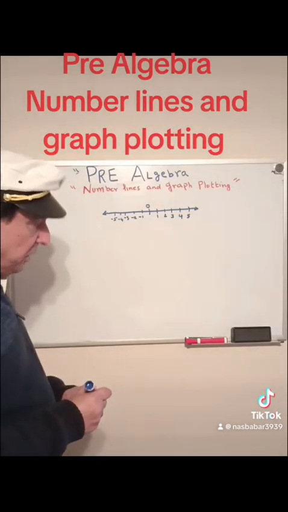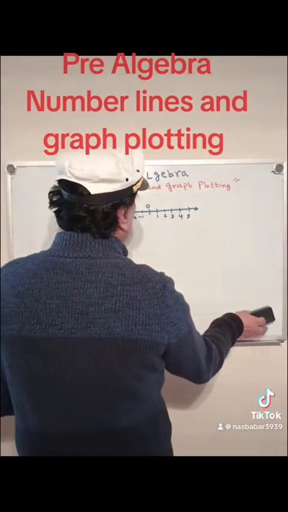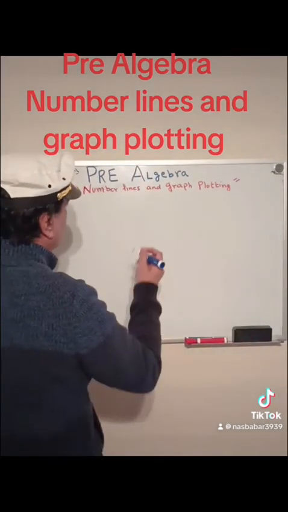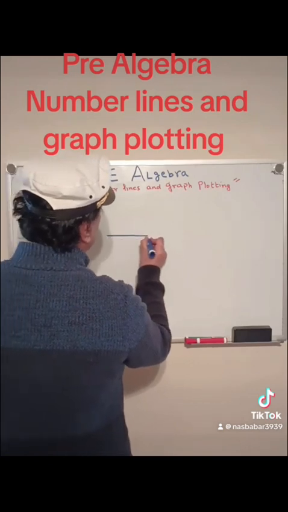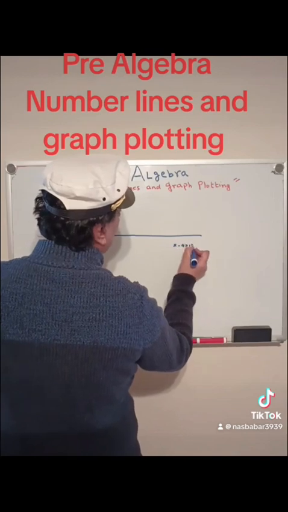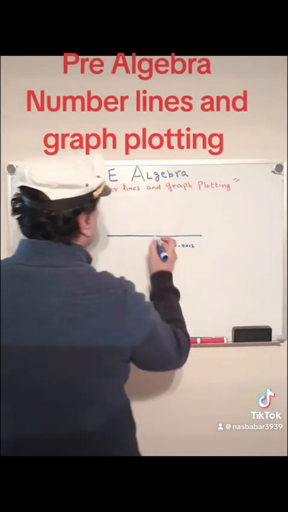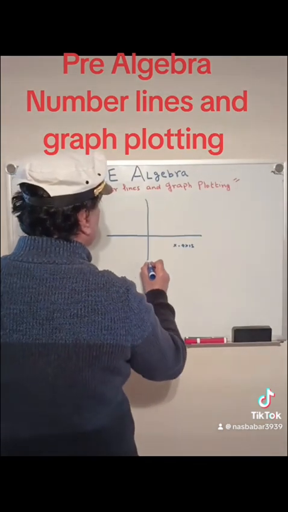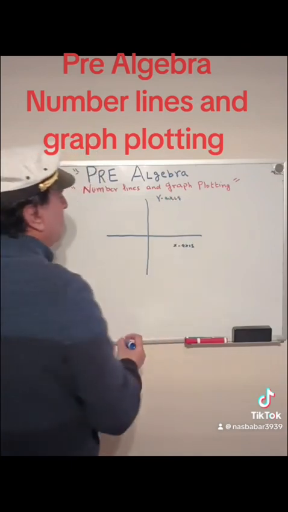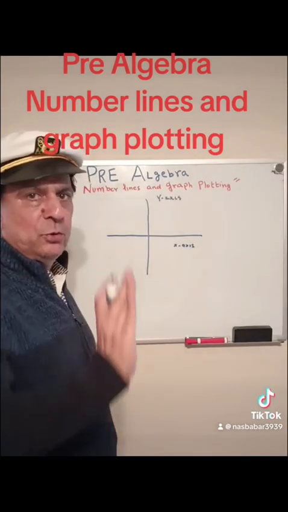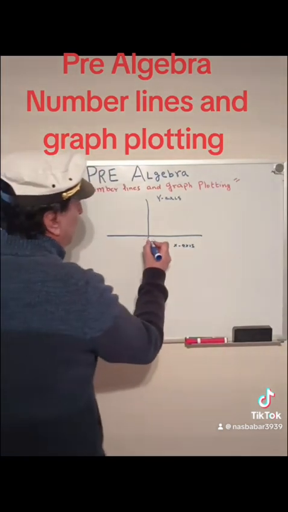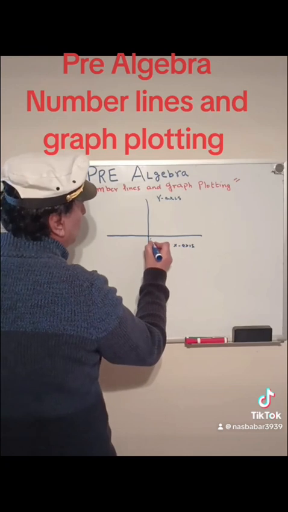Now when we get to the graphs, we have to consider x-axis and y-axis. So let's say this is a graph. This is your x-axis, or you can call it a horizontal axis. And this right here is known as y-axis, or you can call it vertical axis. It's going up, vertical, horizontal. Now, in the middle, this part right here is 0.